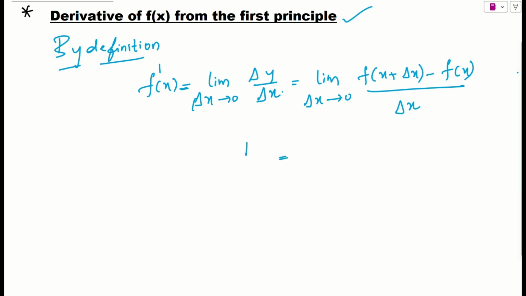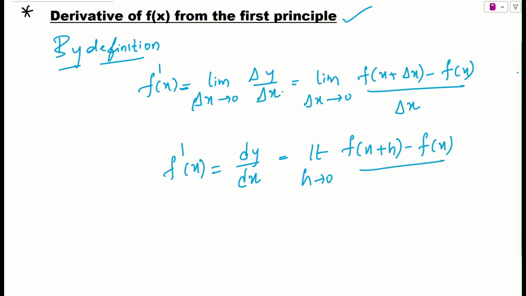You can represent it simply as dy by dx. What is meant by dy by dx? Rate of change of one function with respect to the other function. Differentiation means exactly this, that is the definition. Or I can write this as f dash of x, or I can use the symbol limit h tends to 0 of f of x plus h minus f of x by h. These are the basic definitions of differentiation.